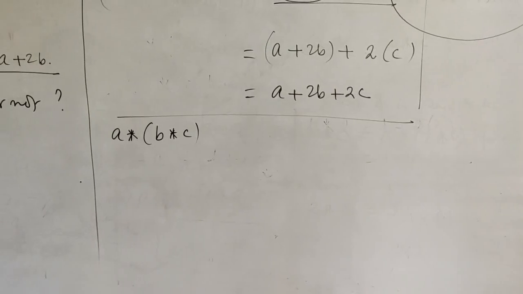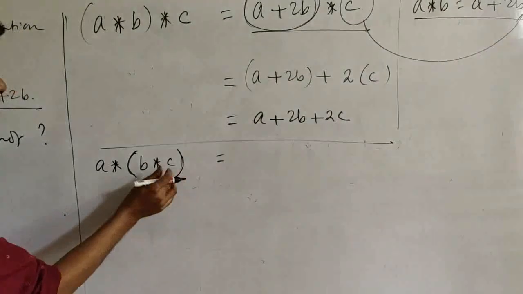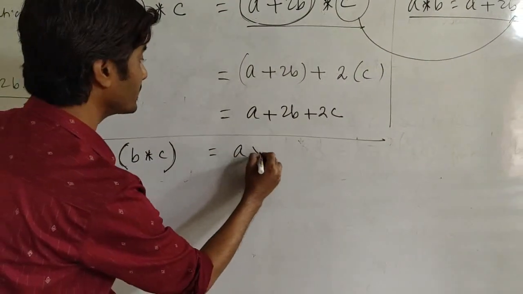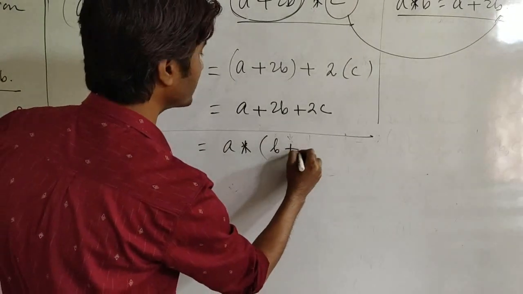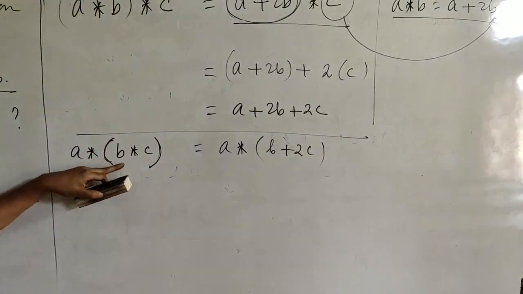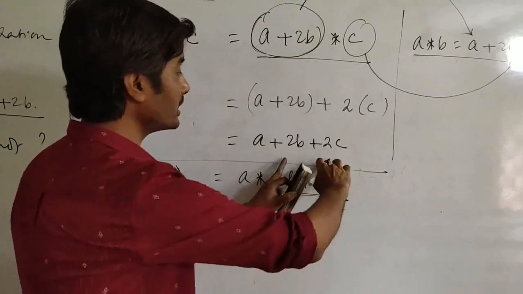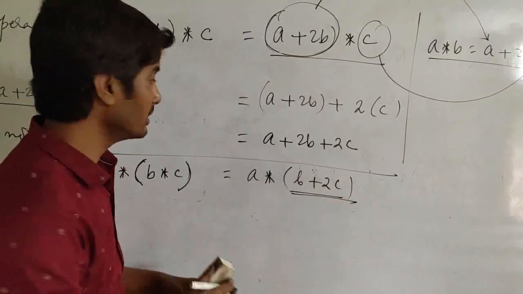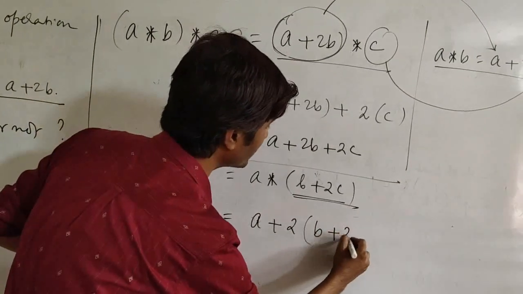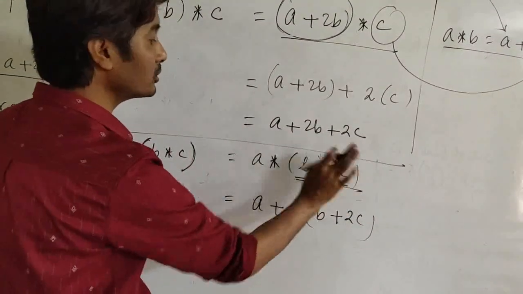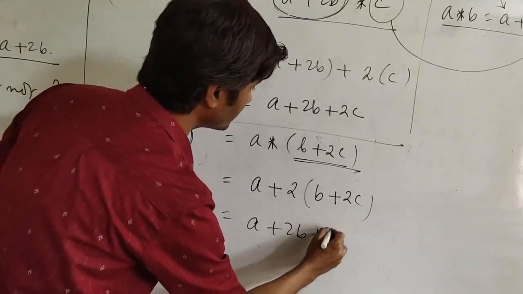Then I will try to find out another value, that is A star B star C, which is inside this bracket. Here also, this part will be obtained first. A star, what should be B star C? It should be B plus 2C, following the given definition. Then A star this whole part, you consider this B plus 2C as our B. Then what is the definition? A plus 2 into B. That is, in place of B, you put this expression B plus 2C. A plus 2 into B, A plus 2B plus 4C.